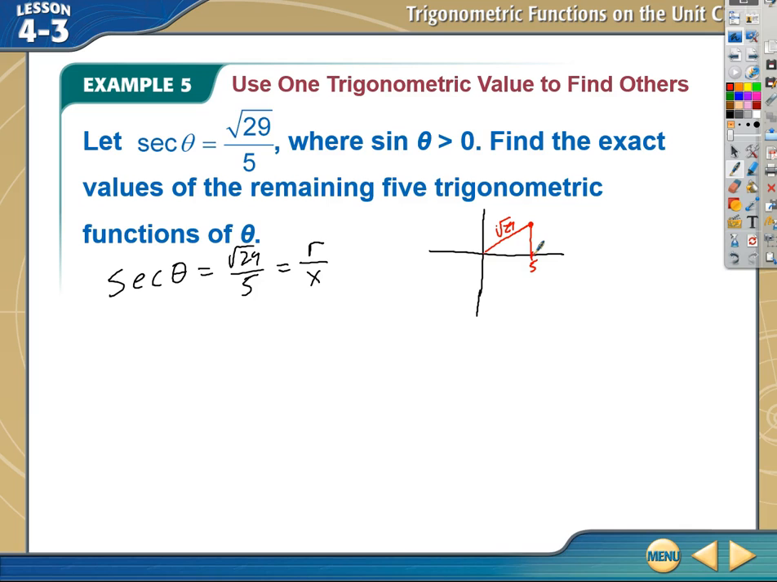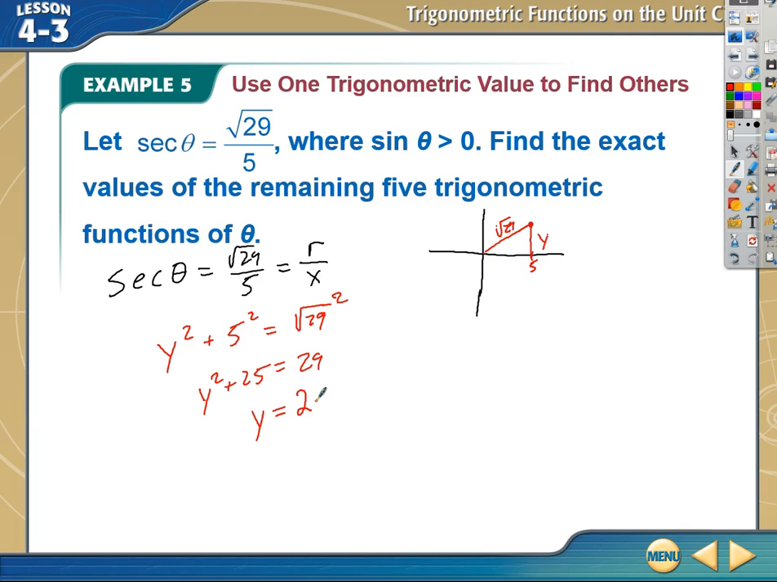All right, so let's go find that out. How can I find that out? Pythagorean theorem. I know that, there's my y, that my y squared plus 5 squared is equal to square root of 29 squared. Y squared plus 25 is equal to 29. Subtract 25, take the square root. Y is equal to 2. There it is. So y is equal to 2.